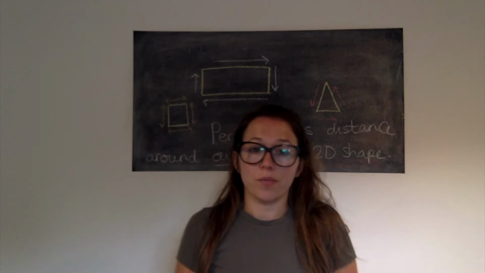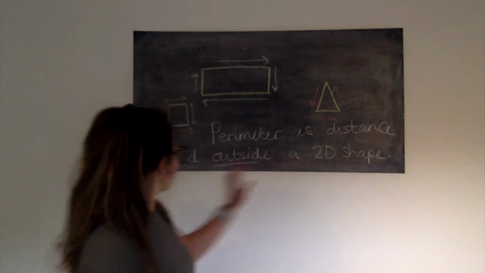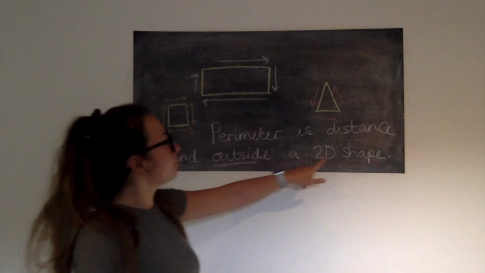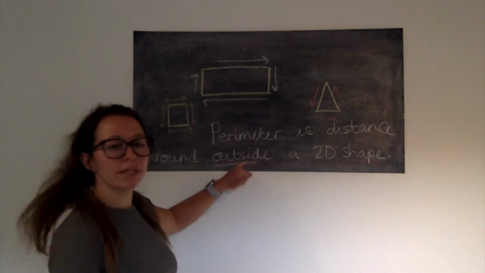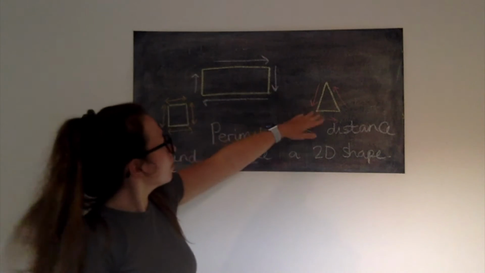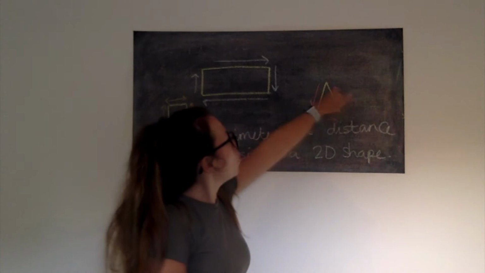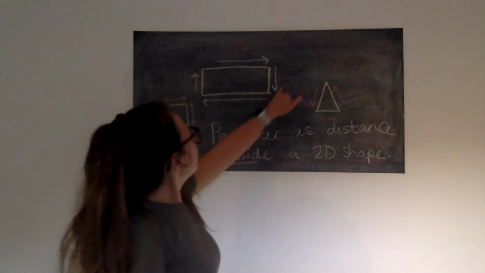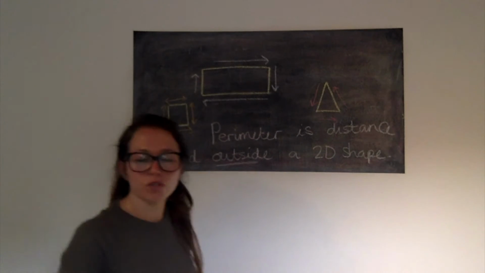Hopefully you remember that perimeter is the distance, that's the key word, around the outside of a 2D shape. Now I've also underlined outside, that's also key. So I've drawn some little diagrams here, I've got 3 different shapes, square, rectangle and triangle, and I've shown all the way around the outside of the shape is what we call the perimeter. Okay, so hopefully you've done something similar.